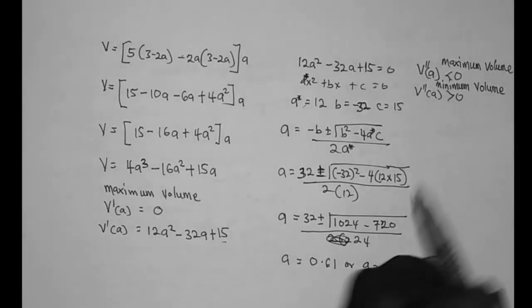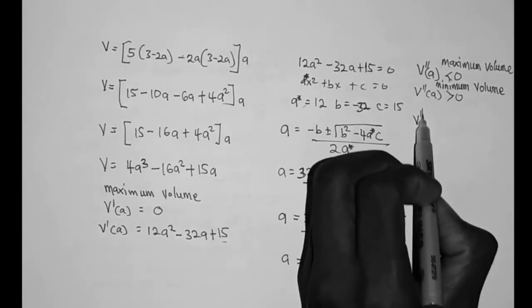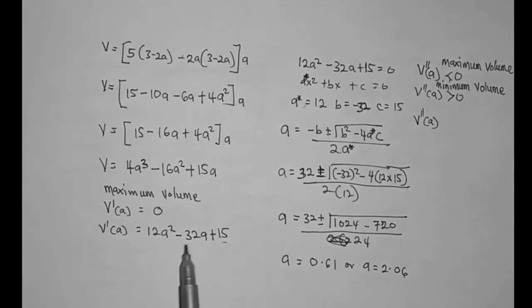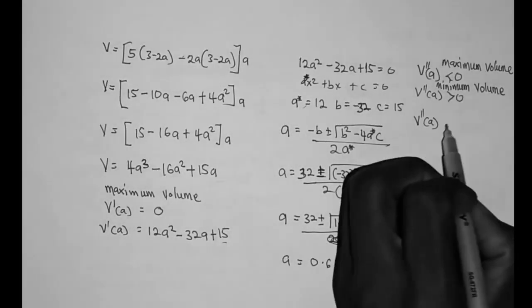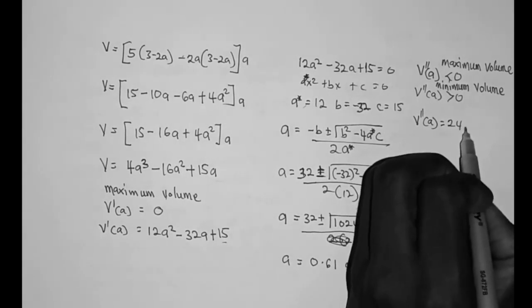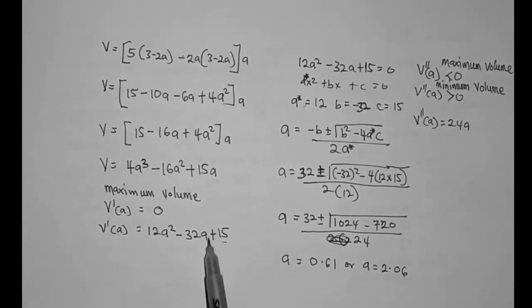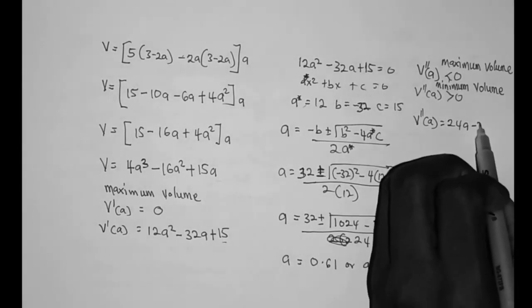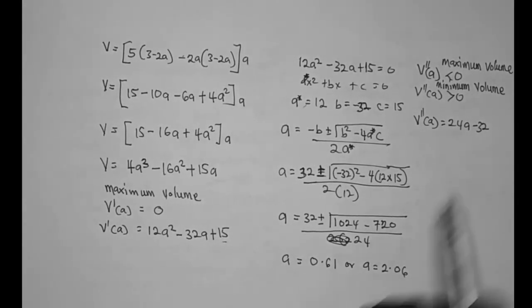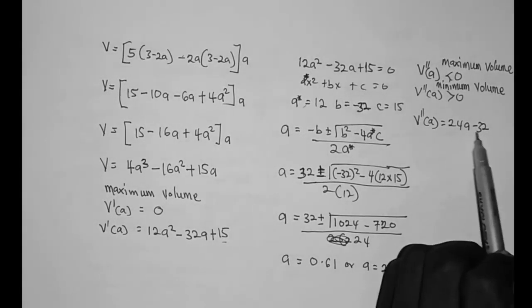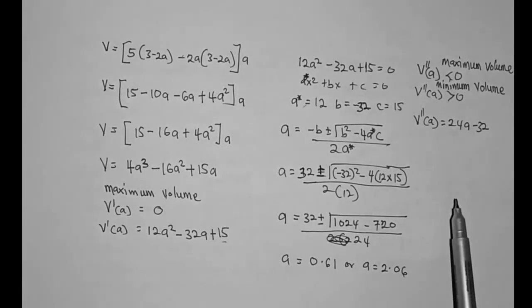So let's find V double prime of a. What is V double prime of a? We take V prime of a and differentiate it further. If you differentiate 12a squared, you get 24a. If you differentiate minus 32a, you get minus 32. If you differentiate 15, you get 0. So V double prime of a is 24a minus 32.